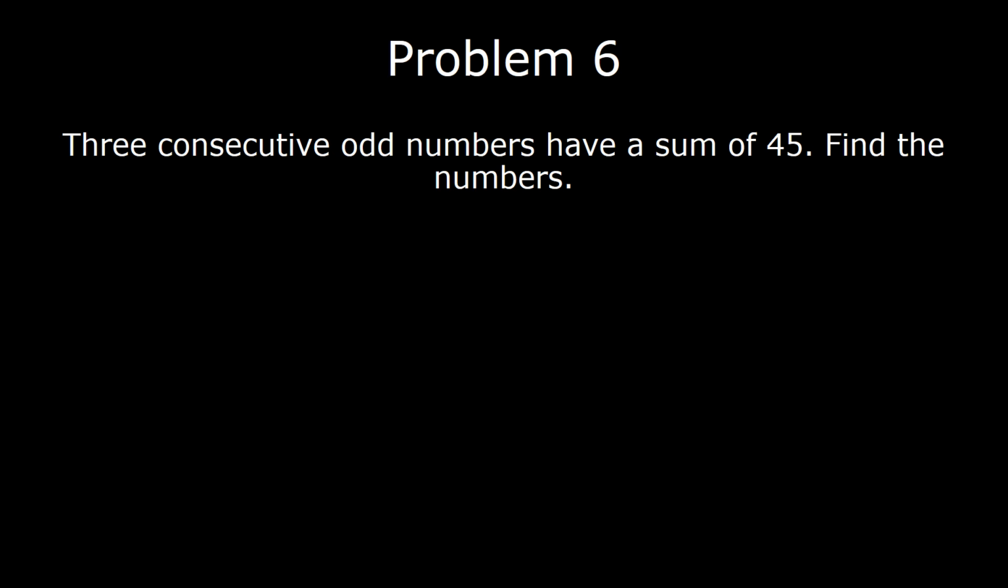Question 6. 3 consecutive odd numbers have a sum of 45. Find the numbers. This is a difficult question because we've got 3 numbers to find, 3 consecutive odd numbers. So if we were to say let the first of these 3 numbers be x, the second be y, the third be z, then we could represent that since the sum of these 3 numbers is 45, x + y + z = 45. But what are you going to do afterwards?